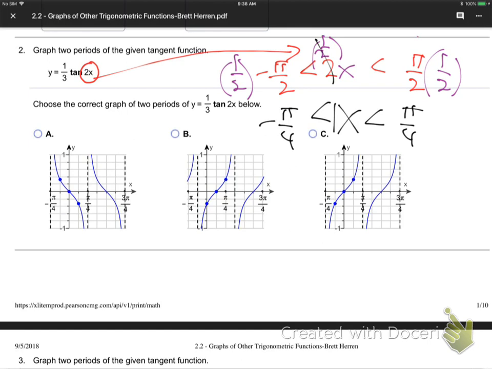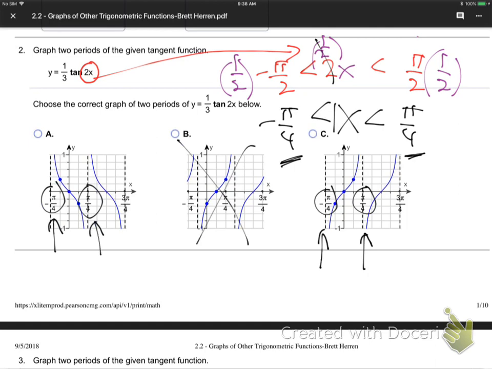So which of these graphs has asymptote lines at negative pi over 4 and positive pi over 4? Well, this one does. Can you see it? It's kind of small up there. Minus pi over 4 and pi over 4. But so does this one. That one also has, forget it, B's out, right?